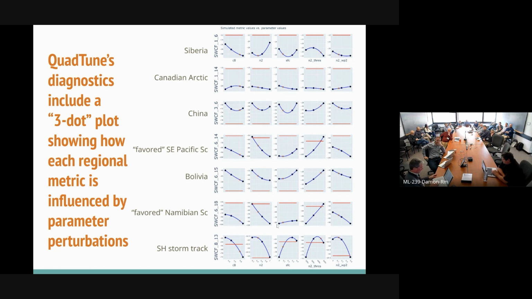Okay, so you notice, for instance, in this region, it's interesting. N2 thresh, a parameter in CLUBB, never mind what it is, has a very strong sensitivity and it's linear. QuadTune sees that and says, this is wonderful, I can just boost N2 thresh a bit, and that will get rid of the bias in this stratocumulus region. I'm sorry, the red line here is the observations. So it's saying, if I want to go towards the red line, I've got to boost N2 thresh, and then I'm there. Okay, so these are just different diagnostics.